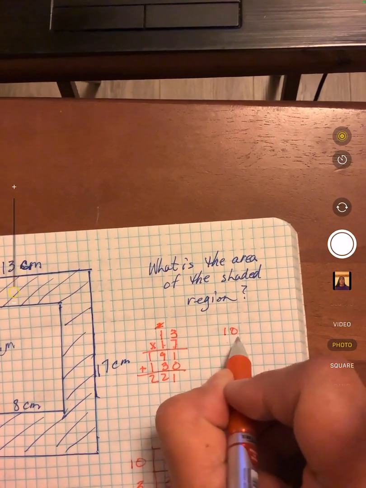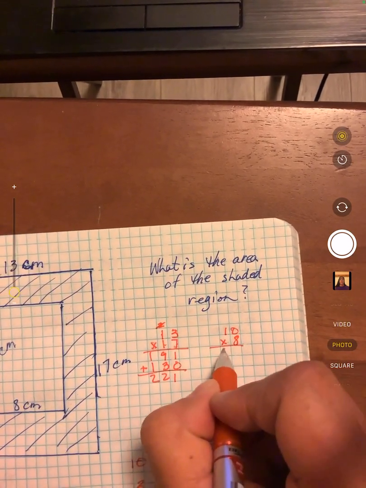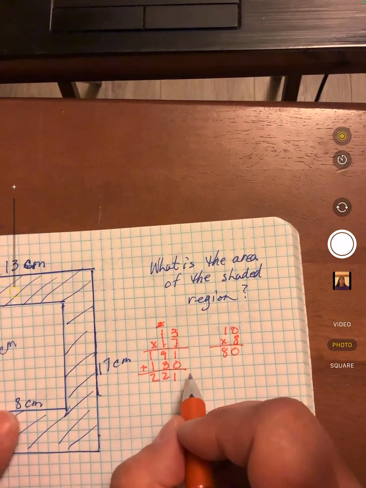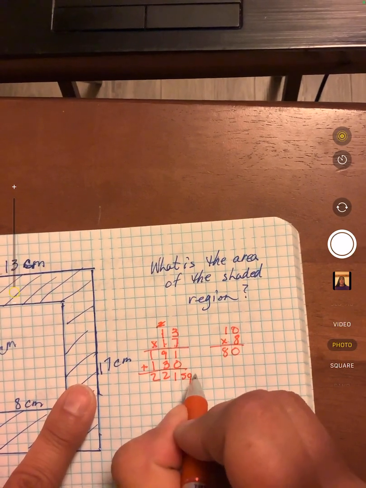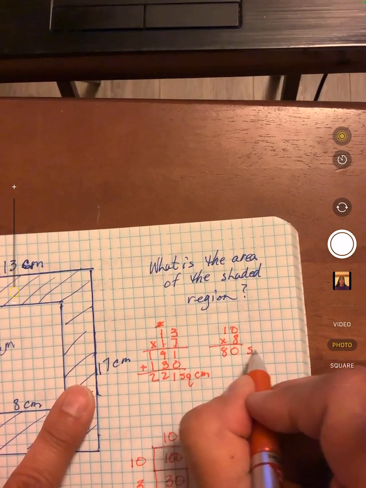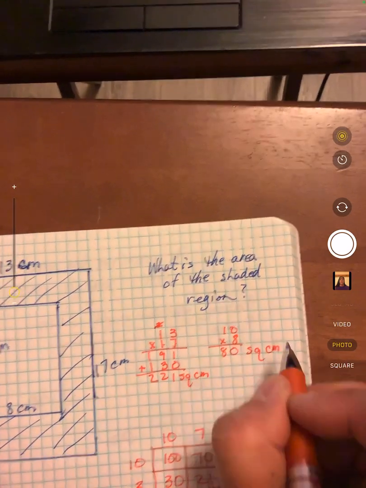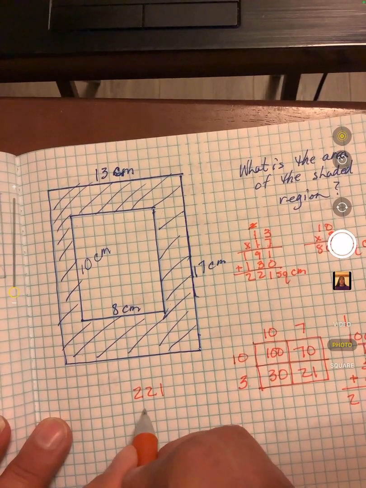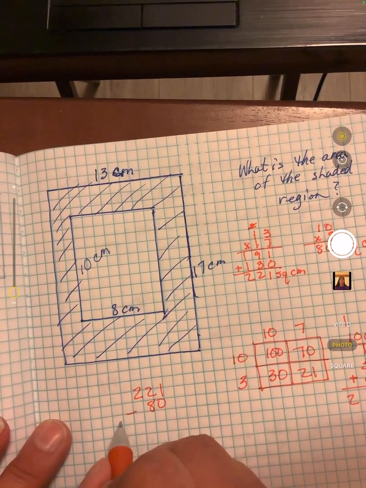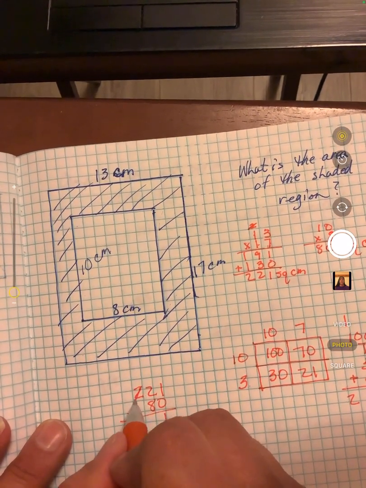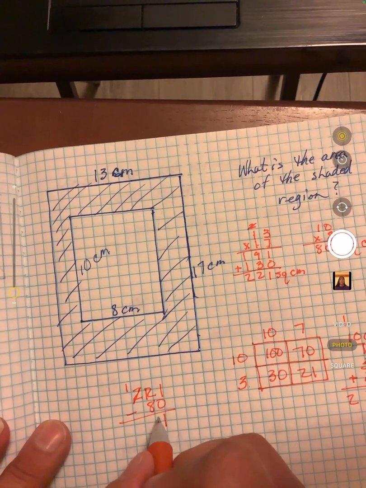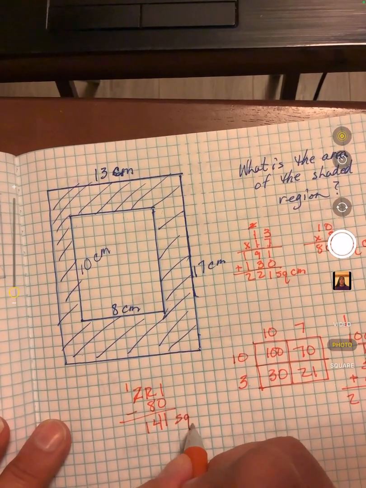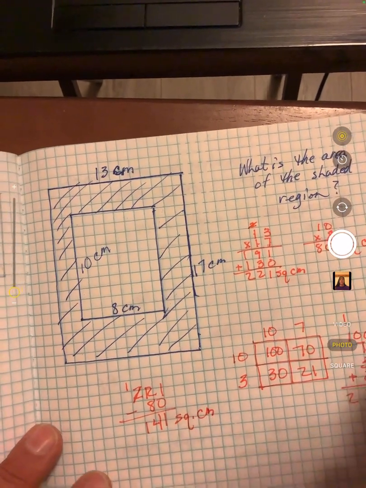You should be able to do that one. 80. Okay, so now we subtract the 80. This is square centimeters, square centimeters. And then we subtract 221 minus 80. 1, we have to borrow here. 12 minus 8 is 4. And then we bring down the 1. So it would be 141 square centimeters.